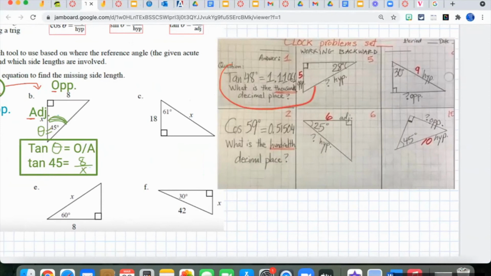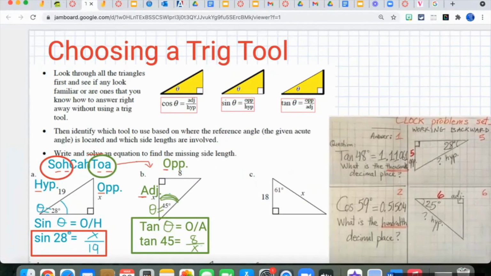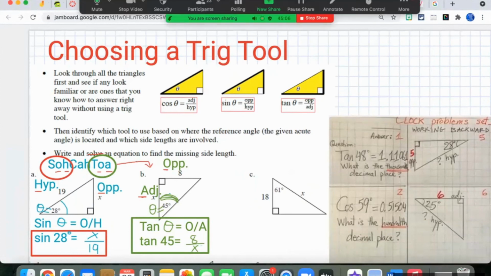The first question over here will review with you the trig table values. And then here we're just asking you to select the right trig tool. Is it sine? Is it cosine? Is it tangent? Which one would you use to solve for the missing side? Let's send you off with the SOHCAHTOA greeting, and we are going to have you work on these practice problems.